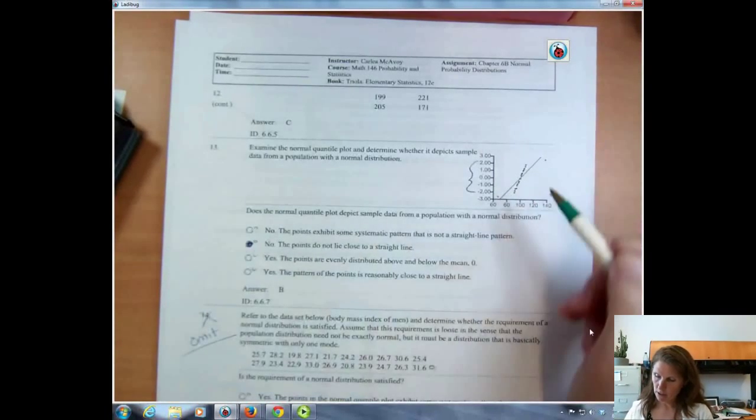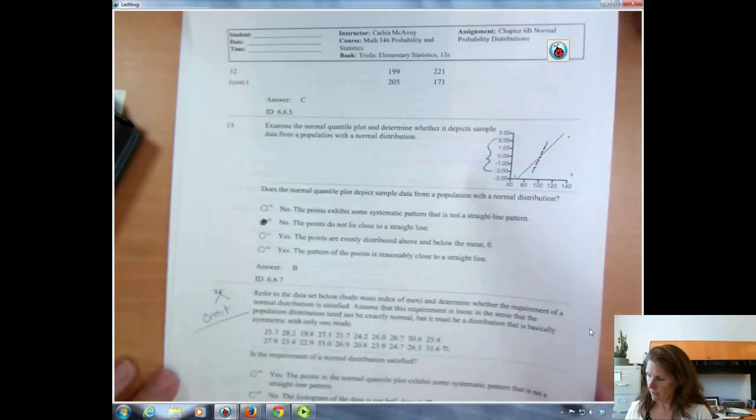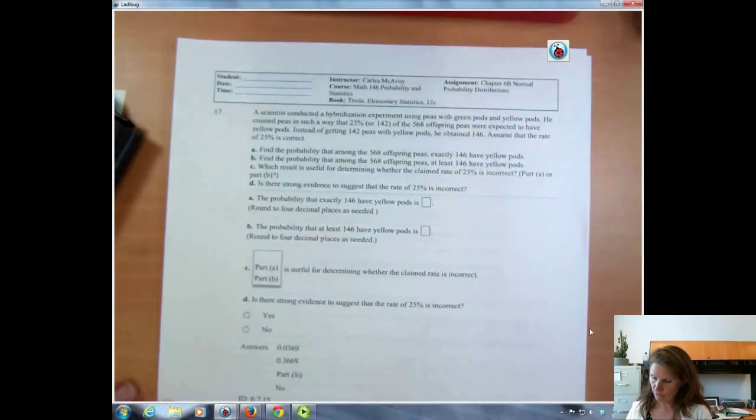They don't fit that line. The straight line being this. Anyways, let's just move on. It was number 14. I deleted that one, so we're going to jump on to number 15.